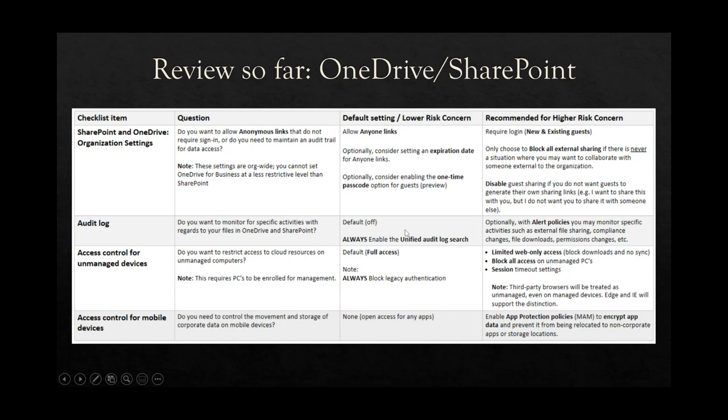We talked about the audit log and creating some alert policies and enabling the audit log search. Be sure you always do that at the very minimum. Access control for unmanaged devices, right? Be sure you always block legacy authentication, but you can go further than that with limited web-only access or just blocking access outright. You can control session timeout settings and so on and so forth. And then, of course, protecting data on mobile devices, especially mobile devices that you can't control or are outside of your control. You can just control the data. Why control the whole device when you can get control of the stuff you care about the most?